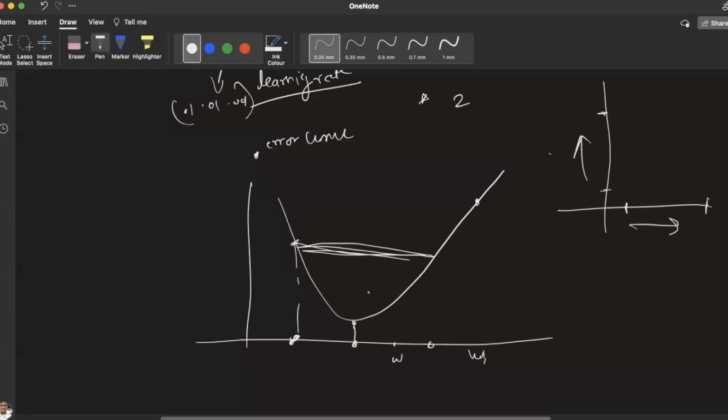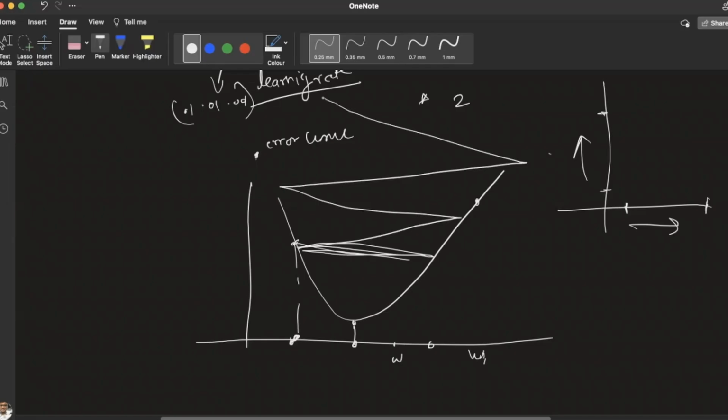eta, learning rate. The other scenario can be that every time you increase, I mean, it can fluctuate. It could increase like this as well, right? And you will see that your error keeps going and going and going every iteration. So that's why we take a very small value of eta.